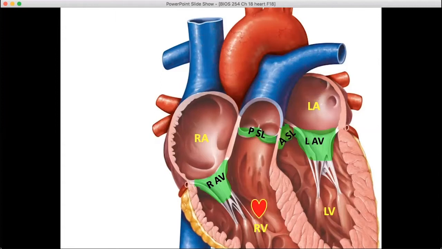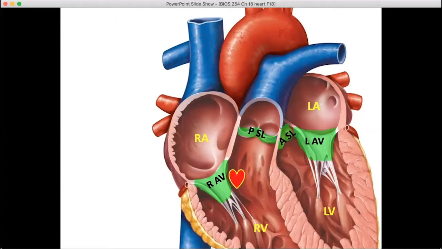The two lower chambers are the ventricles. They are the ejecting chambers. What this means is that they pump the blood out. The blood moves into arteries. The right ventricle pumps the blood into the pulmonary circuit, taking the blood to the lungs for gas exchange. The left ventricle pumps the blood into the systemic circuit, taking the blood to the tissues.